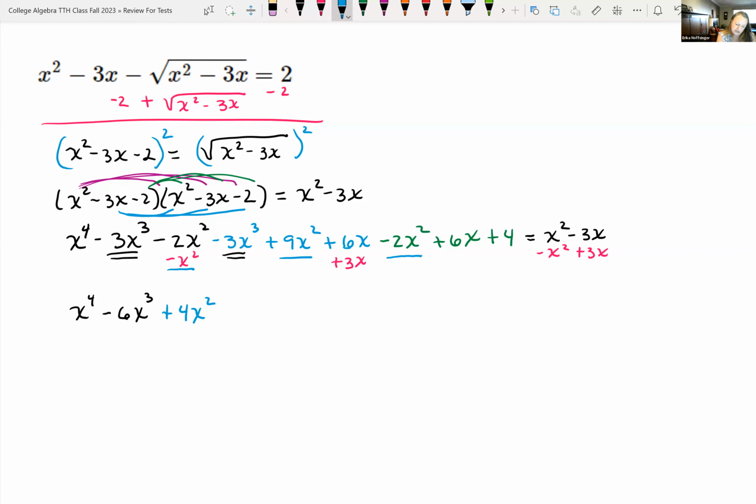Looking at all the terms that just have the x. So over here, we had our 6x plus 3x is 9x. 9x plus this 6x is plus 15x. And then plus 4 is equal to 0.